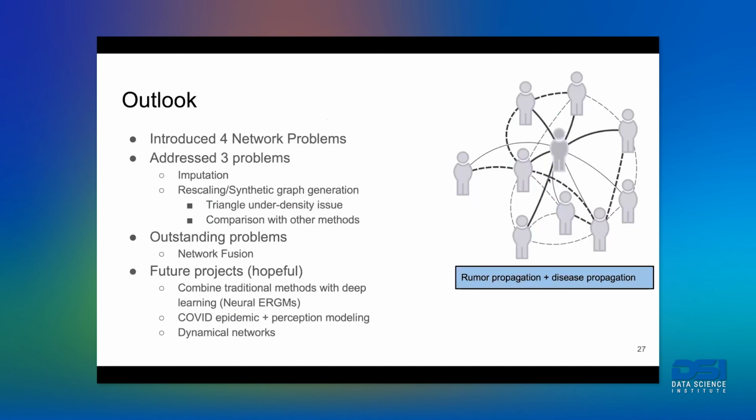With our limited time, we addressed 3 of these problems: the imputation problem, and then this combined rescaling and synthetic graph generation problem. I don't want to say we solved these problems because our generative model, although I'm happy with it, has some problems that we haven't quite ironed out yet. And I want to be upfront about that. And then we have this 4th problem, which remains outstanding, and we're actually making quite a bit of progress on this, and I think we'll end up publishing this as a separate paper. This is the problem of network fusion.